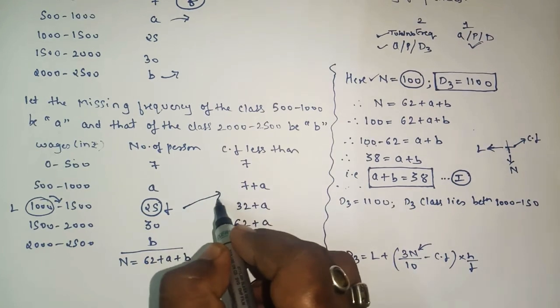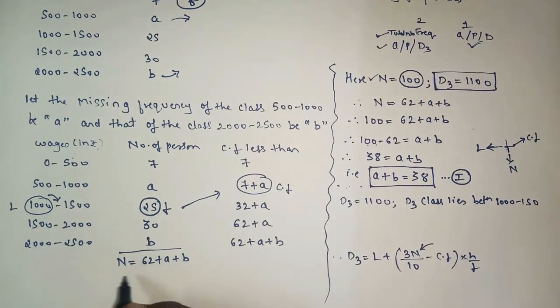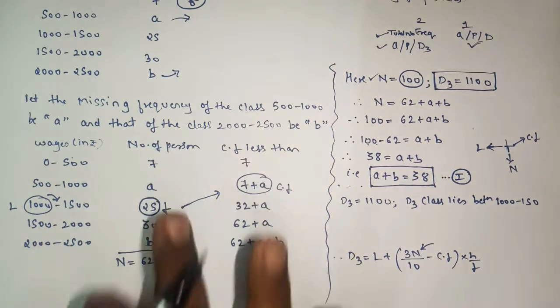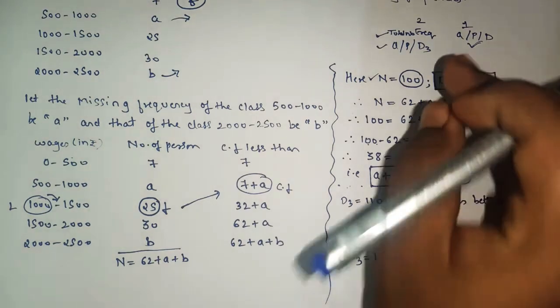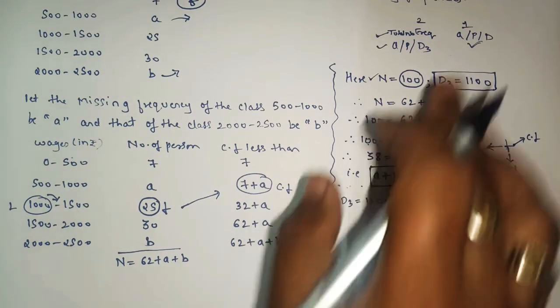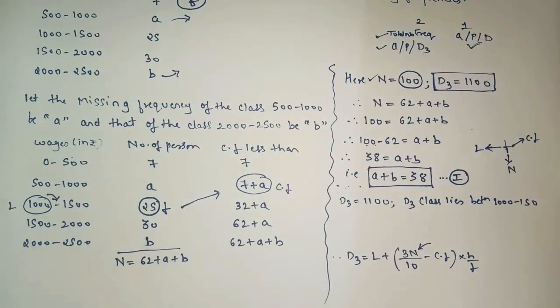And in the cross, this is CF, and the bottom is N. As we know, whenever we have to find two missing frequencies, we have to consider the original frequency. And whenever we have to find only one frequency, at that time you can consider this N. Remember these small points.